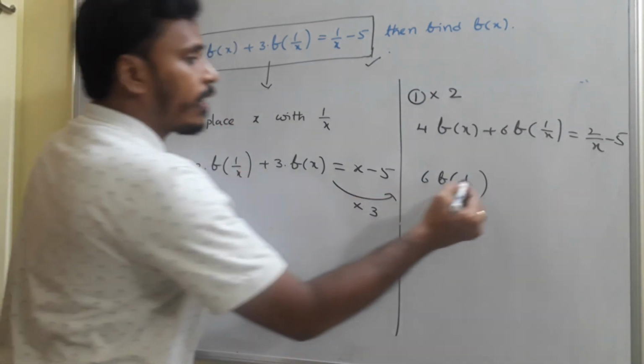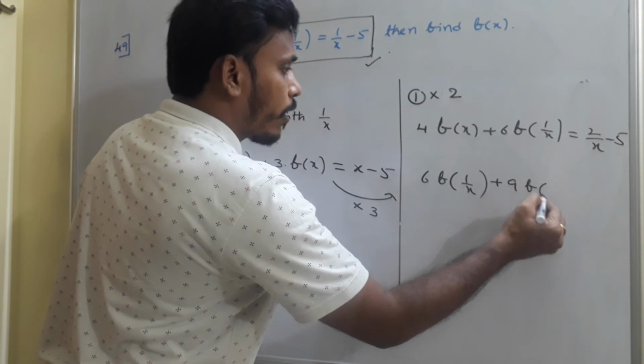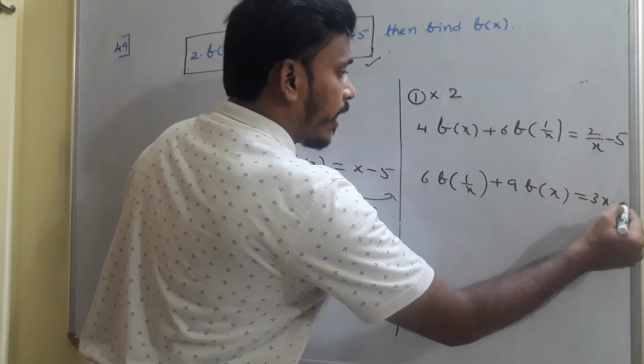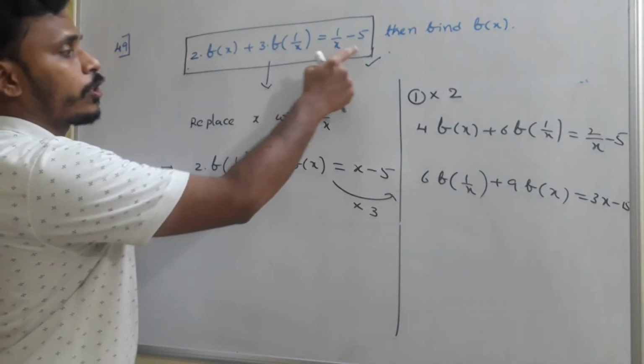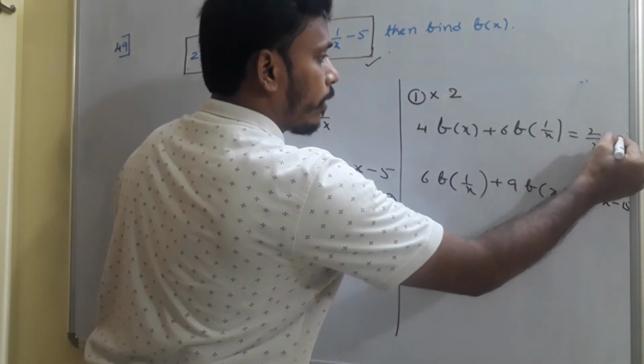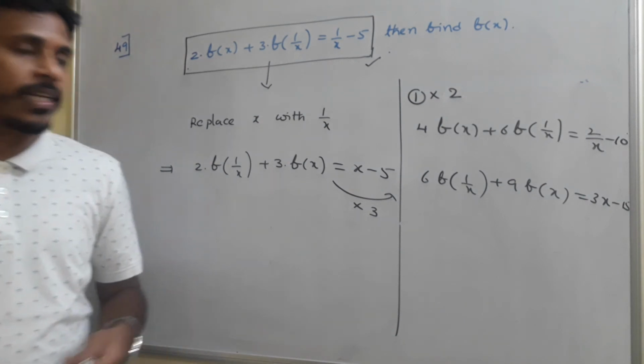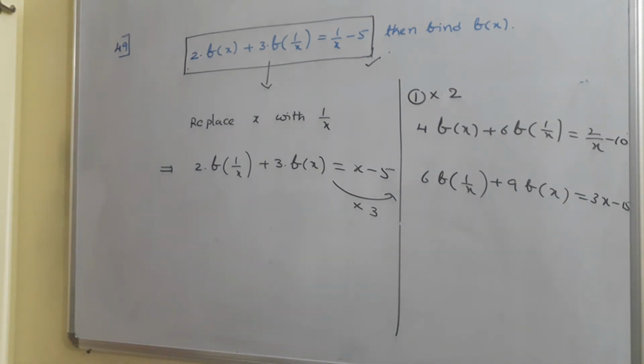3 into 3 is 9, plus 9 f of 1/x. 3 into x is 3x minus 15. Here again you multiply with 2, right? Here also I need to write 10. So the first relation is multiplied by 2 and the second relation by 3. Since I need f of x, just do subtraction and eliminate f of 1/x.